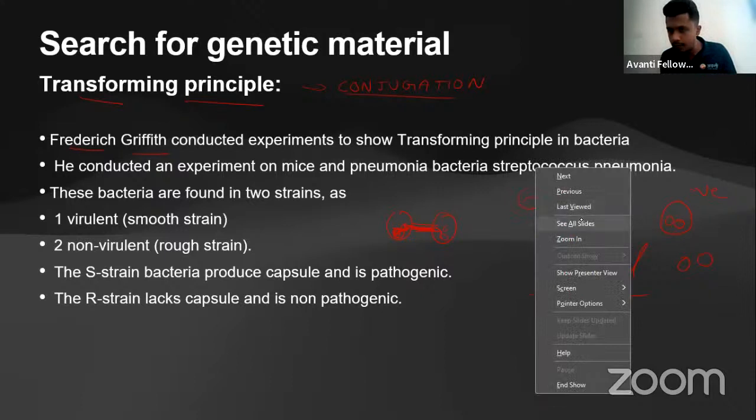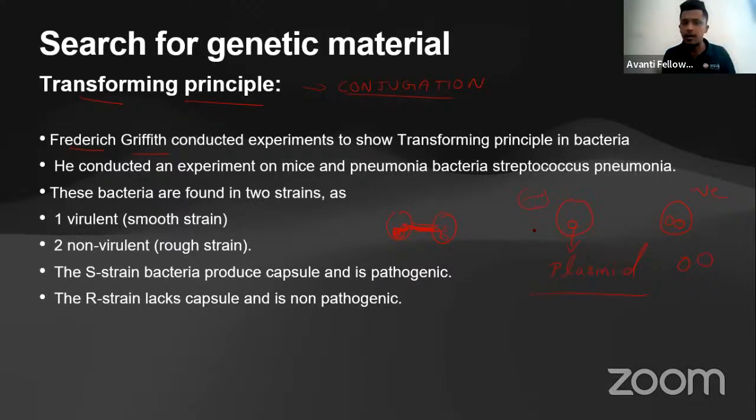Now, why did we learn about conjugation in this experiment? I'll talk about it, and you'll have to understand this. Now, what happens in this experiment? Griffith actually chooses two important organisms for this experiment. One is a mice, a rat, and the other one is a bacteria. The bacteria he chooses is called Streptococcus pneumoniae.